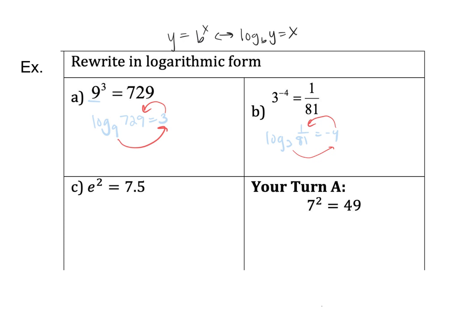E is just a natural number. We don't need to worry about it. It's just a number. Log base e of 7.5 equals 2. Again, e to the second equals 7.5. And last but not least, log base 7 of 49 equals 2. Check, 7 to the second equals 49. Perfect.